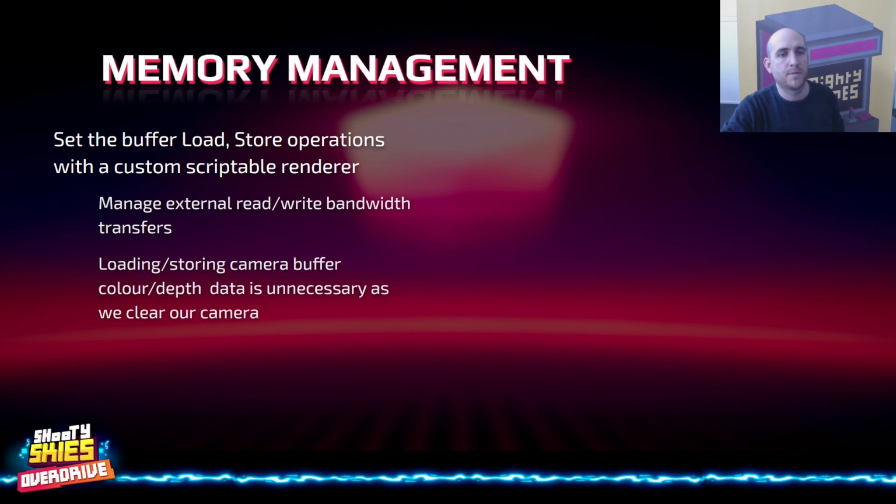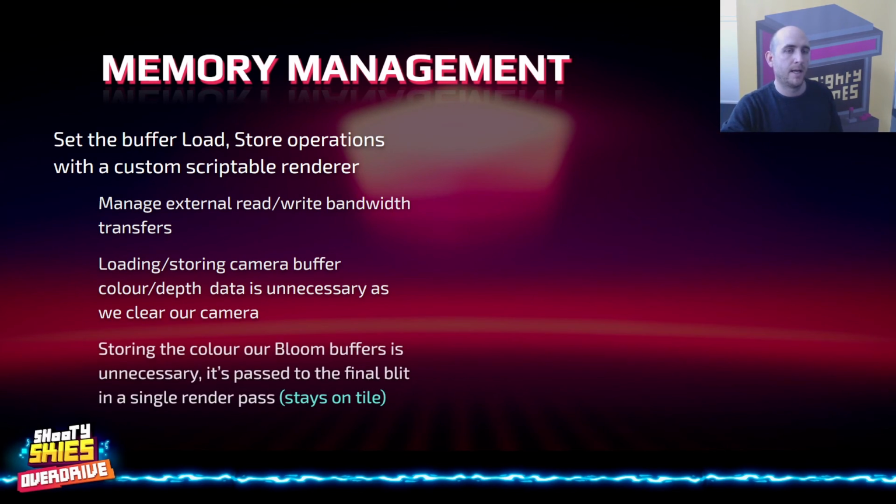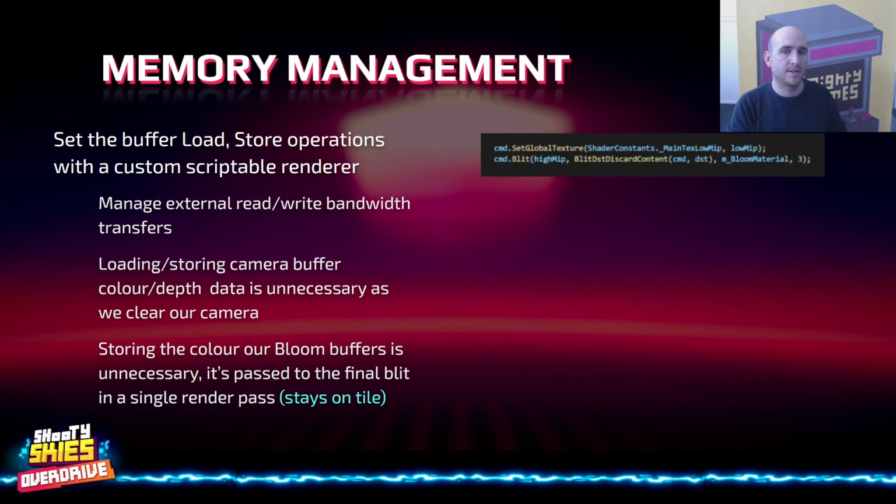and we want to minimize that as much as possible. If you take a look at our game, for example, when it comes to doing the camera buffer operations like reading and capturing all our opaques and transparency and then the color, the post-processing passes, we don't need to load our previous frame's data, and we don't need to store it again. It's unnecessary. We clear our camera every time to our skybox, so we can basically say, don't store the color and don't store the depth, and that reduces the amount of times that we're reading and writing from external memory. We can do the same thing with our bloom buffers.